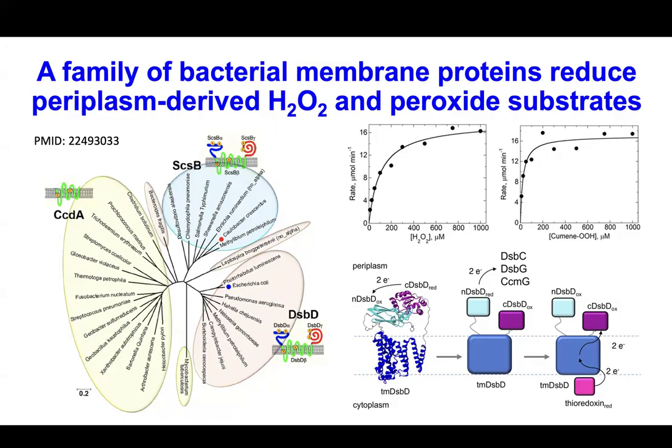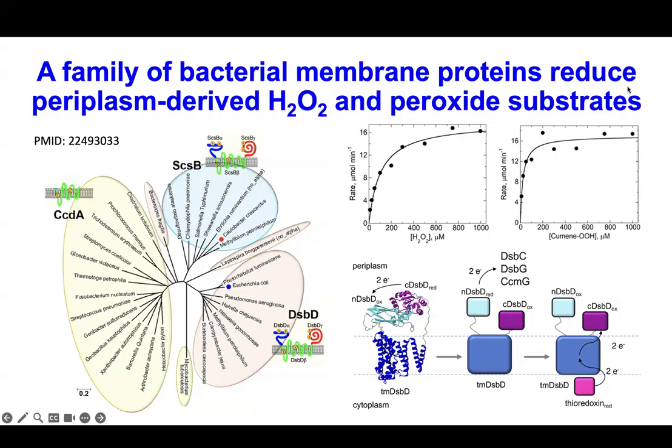And so they also need to detoxify H2O2 after the oxidative protein folding in the periplasm. These two proteins were identified based on their activity to reduce H2O2 into water, and also they can act on the protein substrate with a disulfide bond and also with a peroxide group.